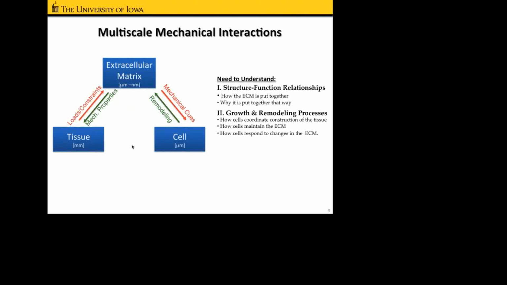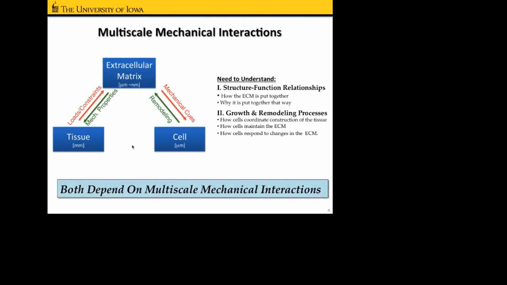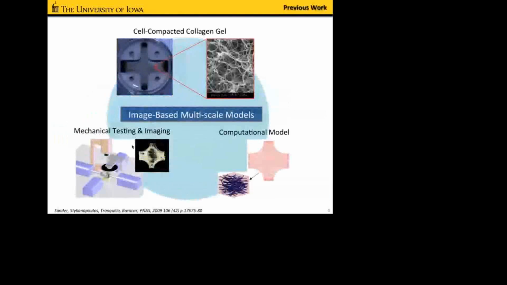And then the second component is the growth and remodeling processes. So how are the cells coordinating construction of the tissue? How are they maintaining the extracellular matrix? And how are the cells responding to changes in the extracellular matrix? Both of these things are dependent on these multiscale mechanical interactions, this communication of mechanical factors across scales, and they're involved in a variety of biological phenomena, including development, disease, and damage, as well as in applications like engineering tissues. To understand these things better, while I was a postdoc, I worked on two projects.